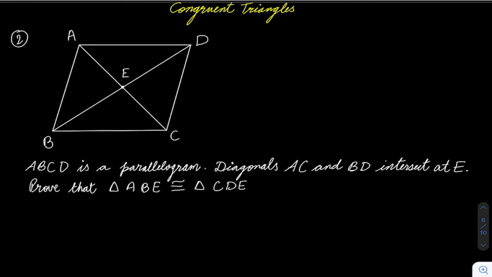Okay, so now we have a good idea about SAS, ASA, RHS, SSS. So let's see how to solve exam style questions. ABCD is a parallelogram. Diagonals AC and BD intersect at E. Prove that triangle ABE is congruent to triangle CDE.